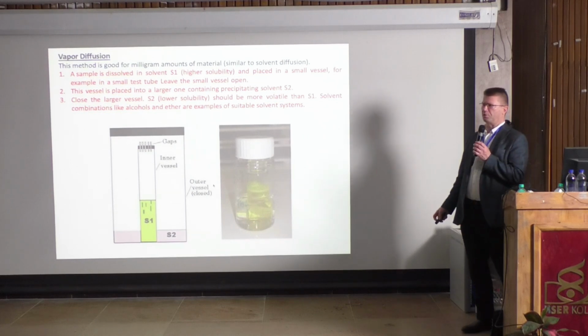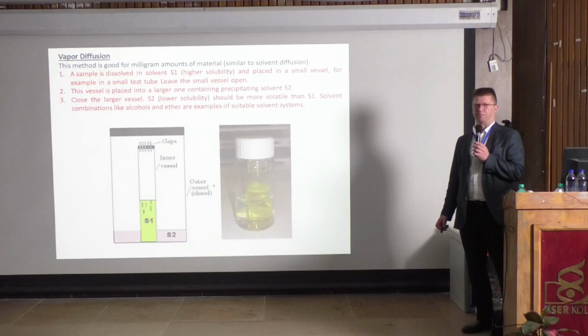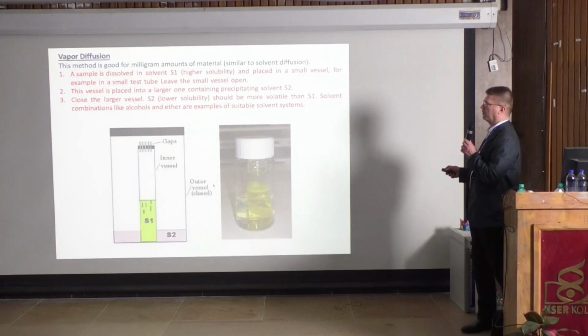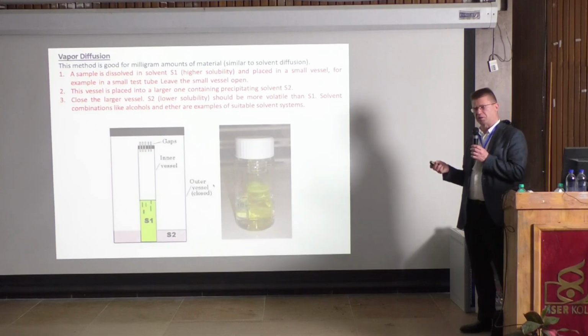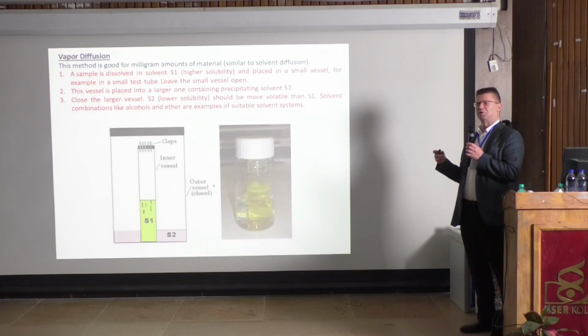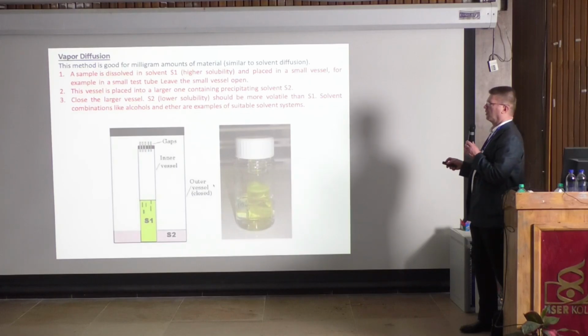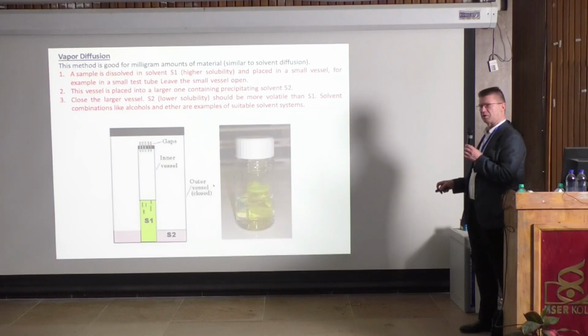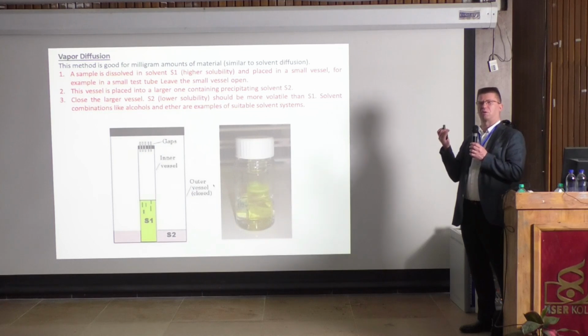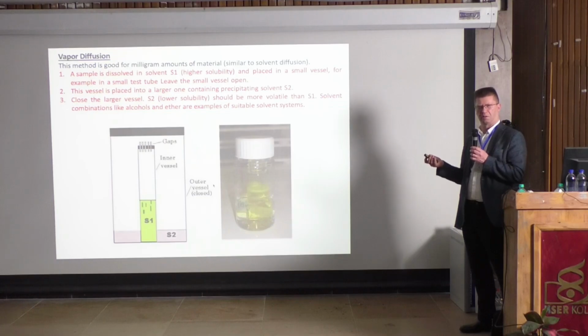But the method we use, let's say 90% of all the time, is vapor diffusion. And this is a very practical technique. It's a little bit more demanding, of course, than slow cooling or slow evaporation, but it's nearly as simple, and it's very easy to do. So it works like this. You have again a solvent S1 where your compound is completely soluble. Remember, that's why the solubility profiles are really important.